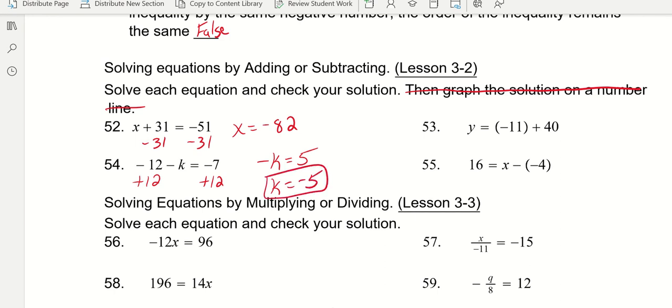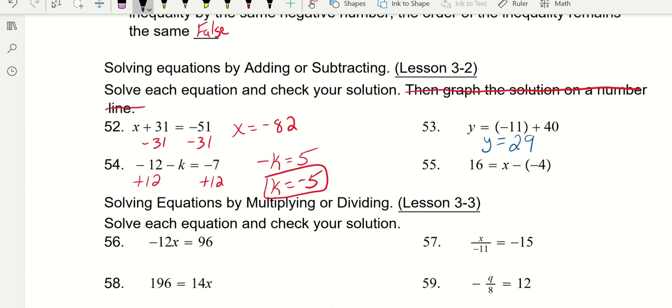All right. Number 53. Let me change colors here. 53. y is equal to, this is easy enough, negative 11 plus 40. Which number is further from 0, 40 or negative 11? 40 is, so we know it's going to be positive. How far is 40 from 11? In other words, what's 40 minus 11? It's 29.